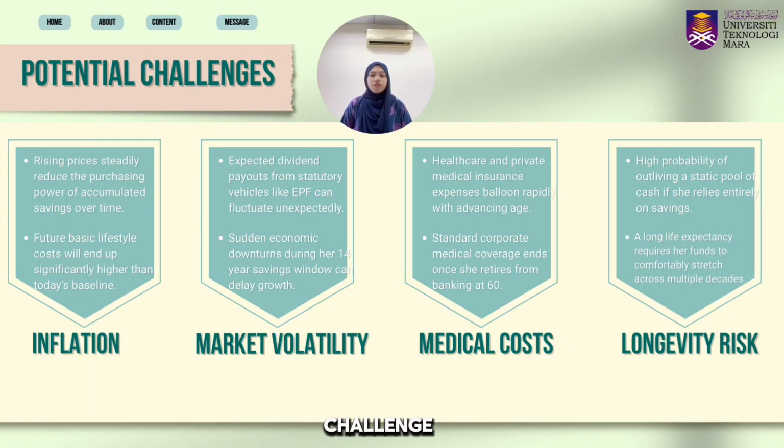The first challenge is inflation. Inflation is the silent destroyer of wealth, steadily eroding the real purchasing power of cash over time. This means the 4,000 ringgit she spent today on basic living costs will look vastly different and become much more expensive by the time she reaches age 60.